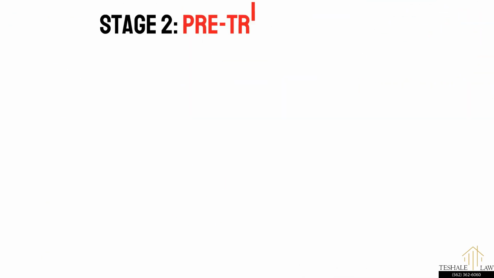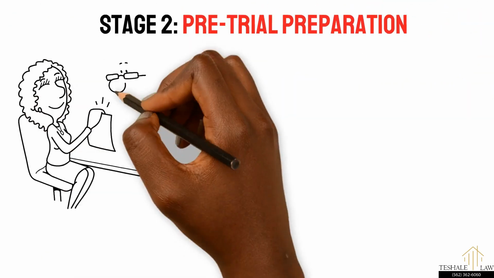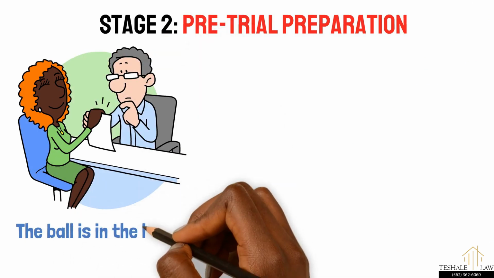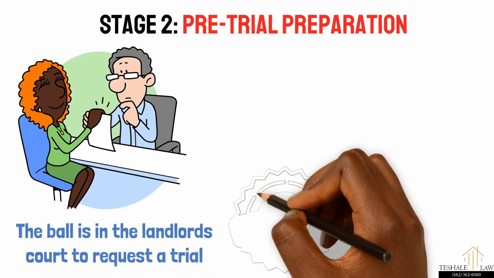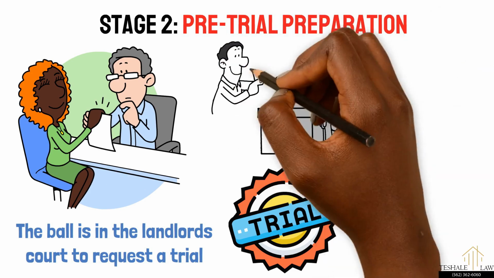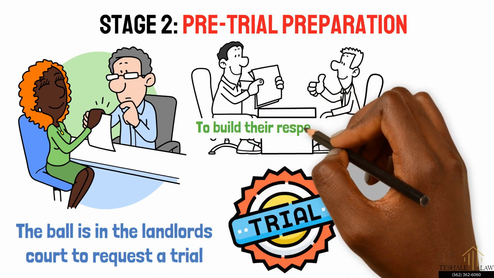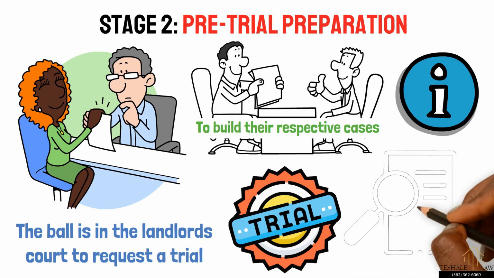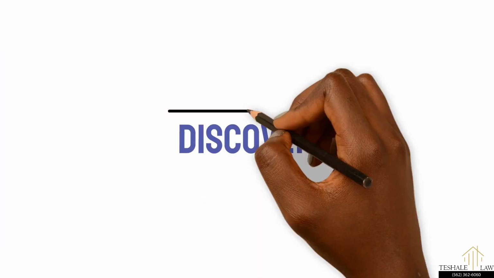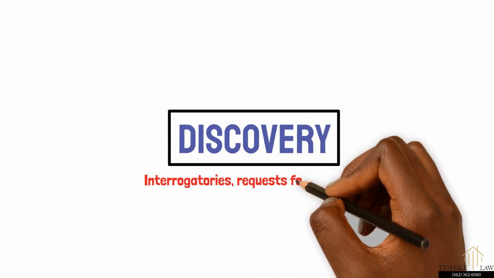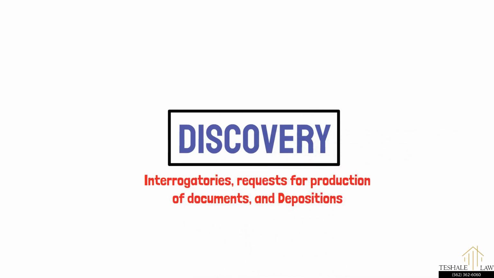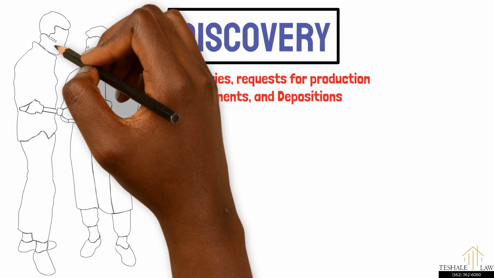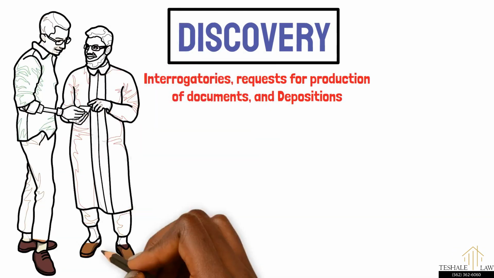Stage 2. Pre-trial preparation. After the tenant files its response, the ball is in the landlord's court to request the trial. During the time leading up to trial, both parties engage in pre-trial preparation to build their respective cases. This phase involves the exchange of information and evidence through the process of discovery. Discovery methods may include interrogatories, requests for production of documents, and depositions. Additionally, parties may engage in motion practice to address legal issues before trial.